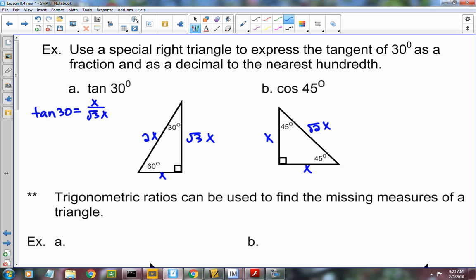My x's cancel, and that leaves me with 1 over radical 3, but I can't have a radical in the denominator, so I have to rationalize it. And so I end up with radical 3 over 3. So my fraction is radical 3 over 3, and then I'm going to plug that into my calculator.